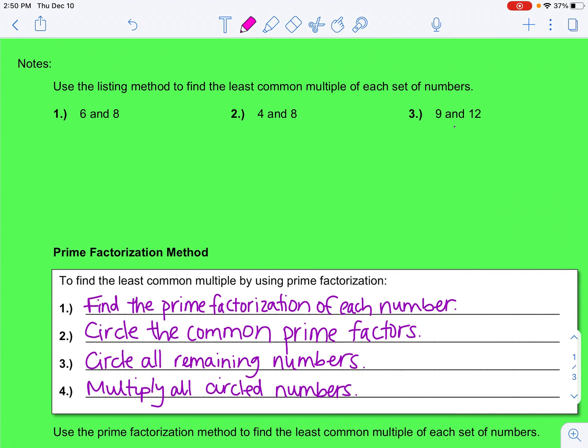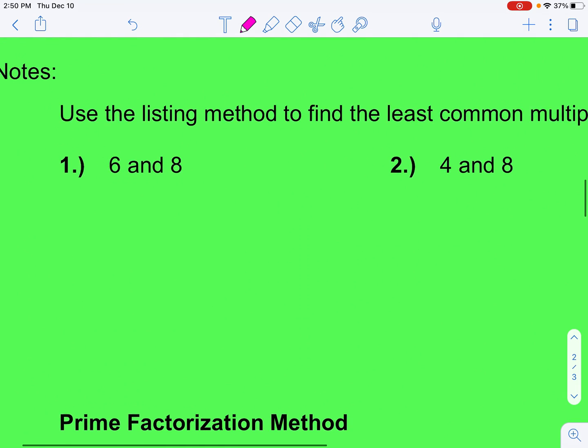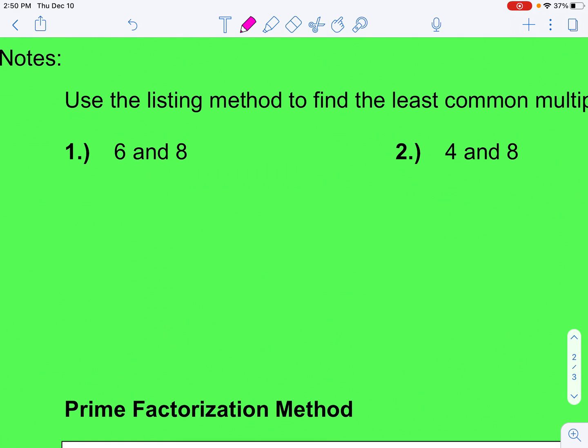Now, we are going to show you how to use both the listing way to find the least common multiple and the prime factorization way. So let's start with listing. Okay, we are going to list to find the smallest number that 6 and 8 share. Alright, let's get started. I like starting with the biggest number because that one will have less multiples that we have to list than the smaller one.